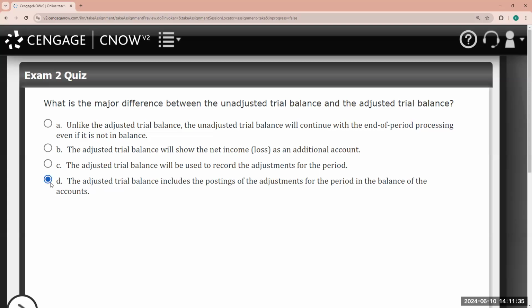Before the financial statements are prepared, we ensure that the adjusted trial balance accounts for all adjustments, which includes our accruals, accrued revenue, and accrued expenses, in addition to our deferrals, deferred expenses, aka prepaid expenses, and our deferred revenue, aka unearned revenue.